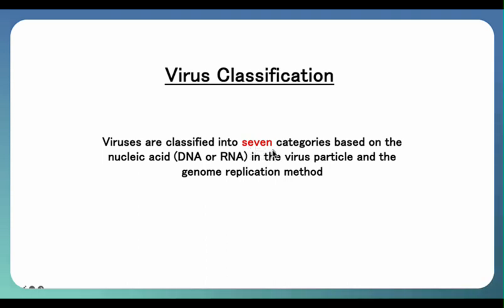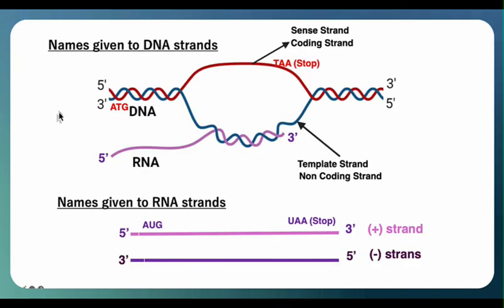Viruses are classified into 7 categories according to the nucleic acid in the viral particle, whether it is DNA or RNA, and how the viral genome is replicated. DNA and RNA strands have various names, so let's review them.